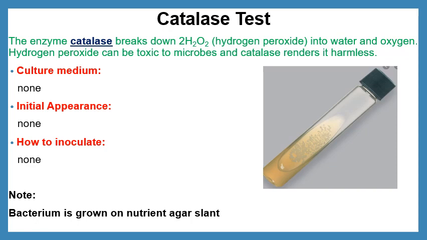So if a bacteria possesses the catalase enzyme, the enzyme breaks H2O2, which is hydrogen peroxide, down into water and oxygen, which are now harmless. So it is an advantage of a bacteria to possess this enzyme.